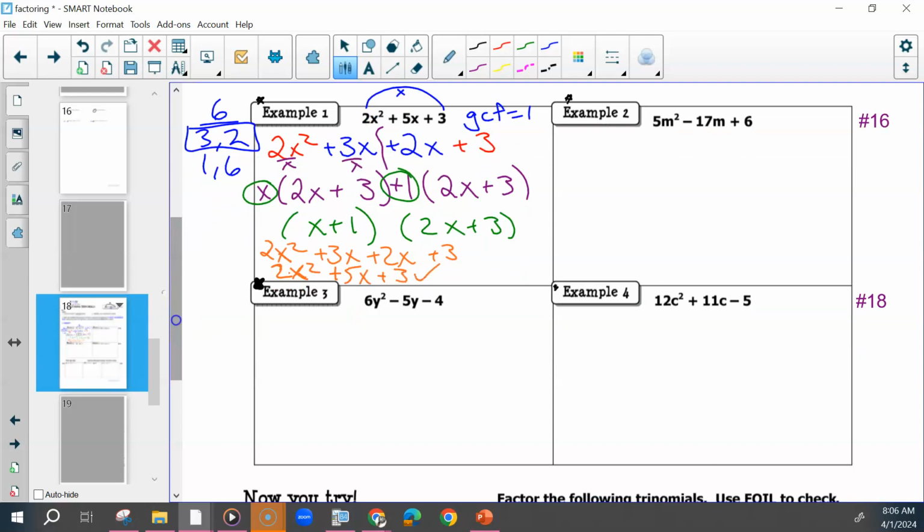So this is a check yourself method. If you do that and you don't get the same thing, you put a negative somewhere where it shouldn't have been, or you forgot to bring down a number, or you didn't factor out the GCF correctly. What questions do we have on this process?